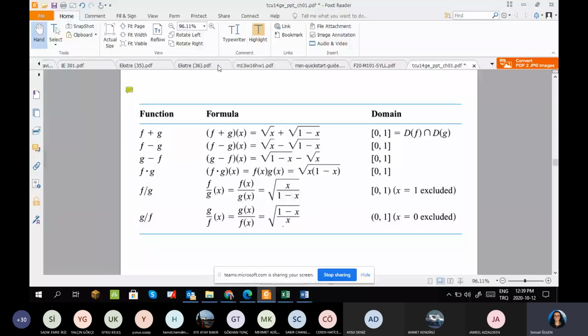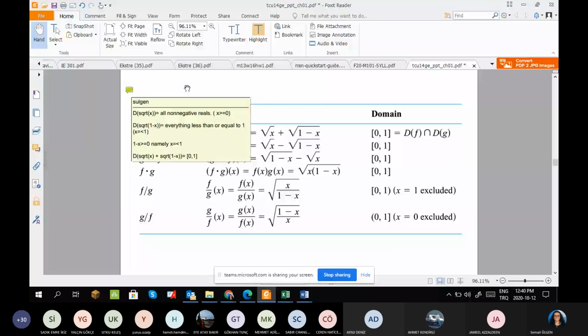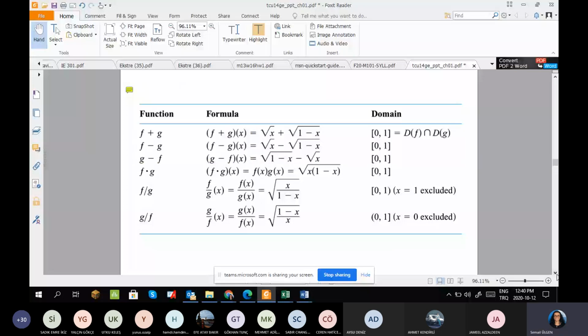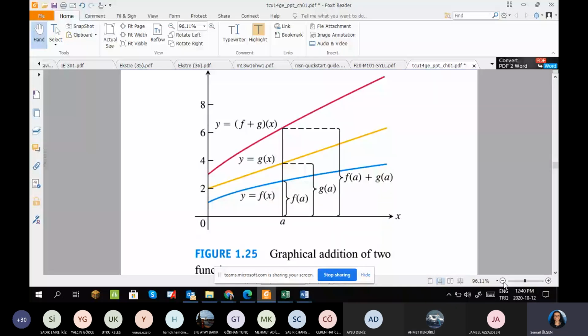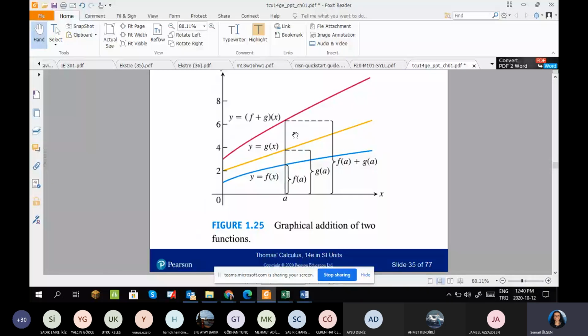So whenever you have a combination of these functions, the domains are expressed like that. The only thing you have to be very careful about is f over g or g over f. All right, so that's it. Any questions on this page? No. Okay, wonderful.